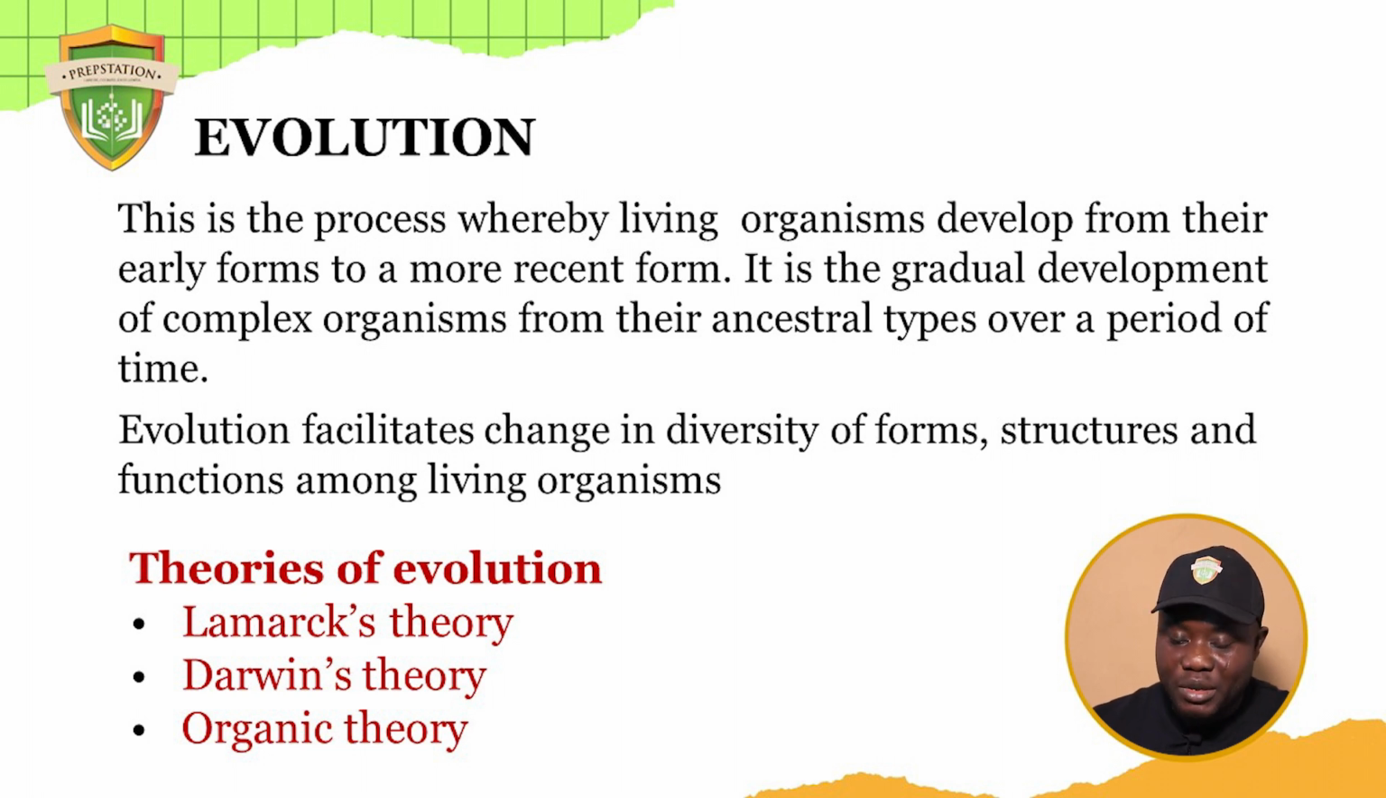And what do I mean by that? Because we all started from a common ancestor. If you look at what is on your screen here, it says from their ancestral types over a period of time. That means initially all of us used to have the same ancestor. But look at it now. There's this segregation. Remember that we have what we call specialization in biology, where organisms become specialized.